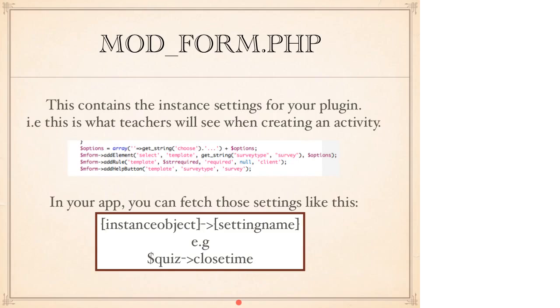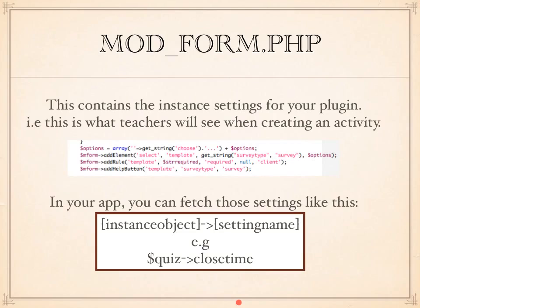But the instance settings, so when the user actually creates an instance of your activity module, then they see modForm.php. And in here is where you set up all the settings that the teacher might see, and you can pull in those defaults that we just created in settings.php, so that it's pre-filled in for your teacher. And you fetch those settings using the instance object.